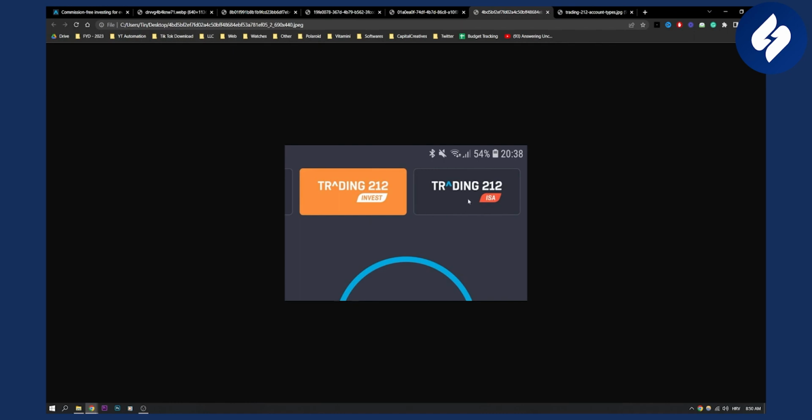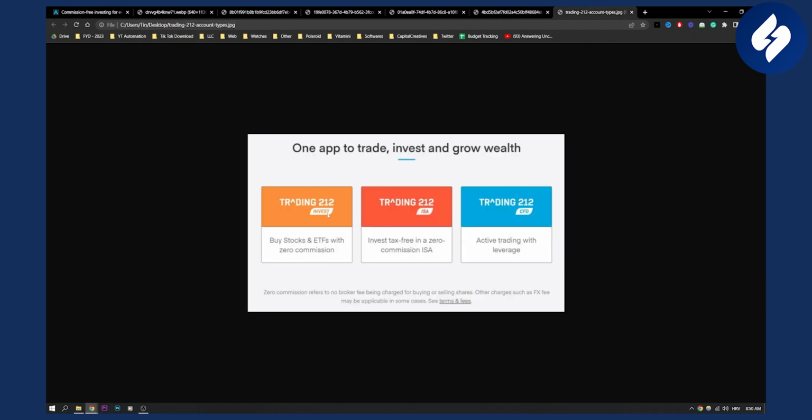And basically, you just need to click on ISA and then you need to set up your ISA account on Trading 212, right? So this is how it's going to look, right? You have Trading 212 Invest, which is for buying stocks and ETFs. You have Trading 212 CFD here, and then you have ISA, which is invest tax-free in a zero commission ISA, right? And this is pretty much it, right?